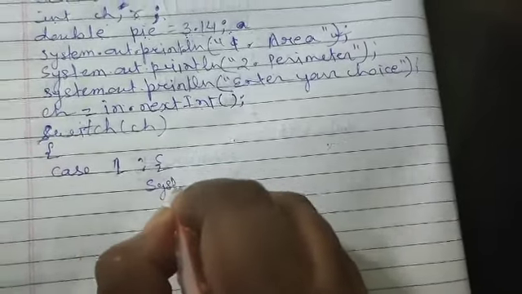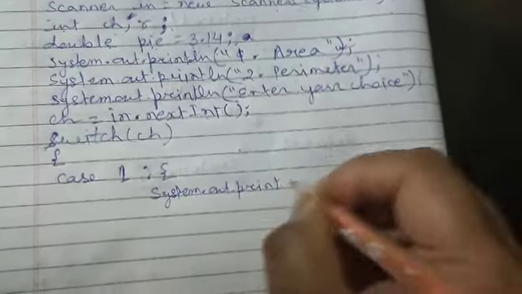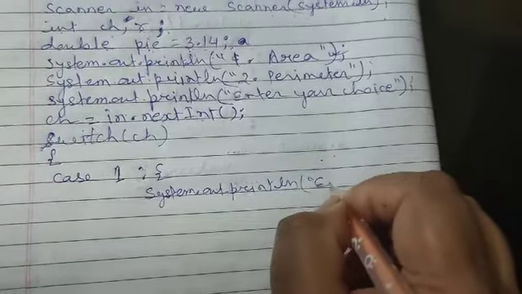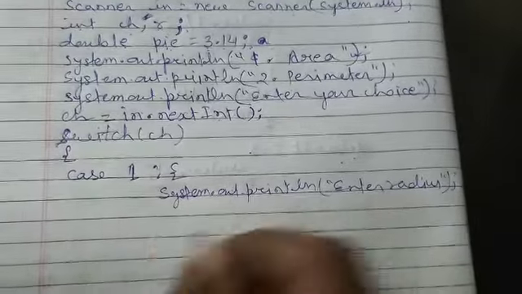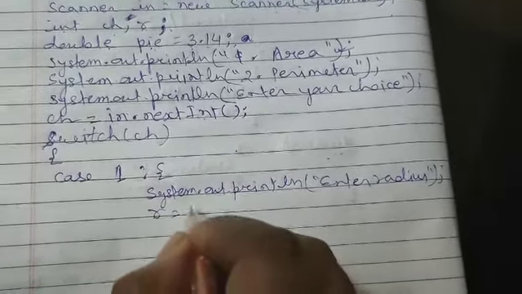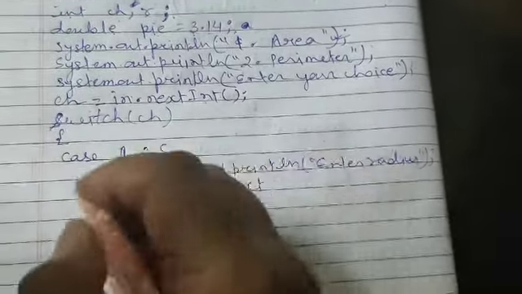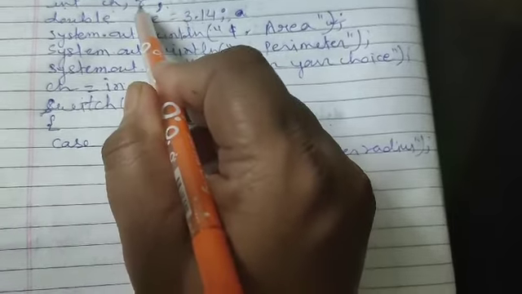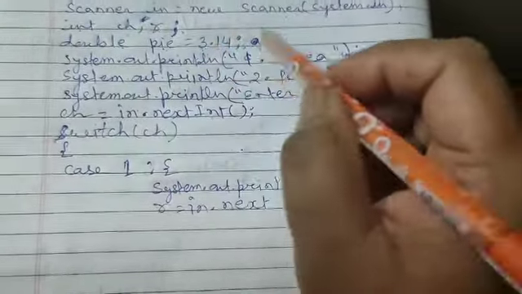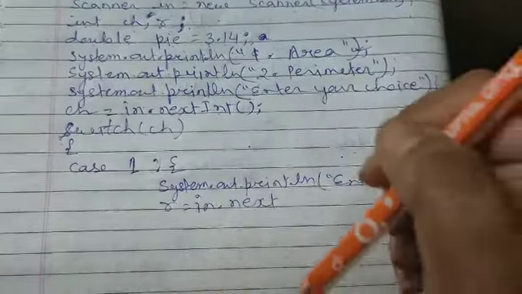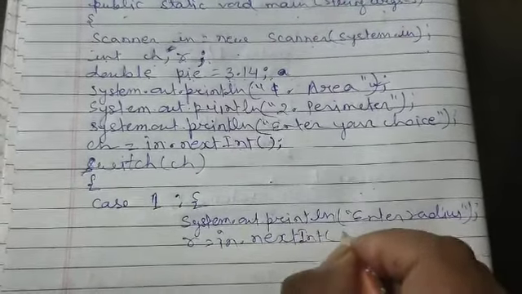So I will write System.out.println, enter radius, r = cin.nextInt(). Actually, the r I have taken here, I can take here also, and area and perimeter also I can declare over here, because in both cases I am going to use the same variable, that's why. Otherwise I can write over here also.